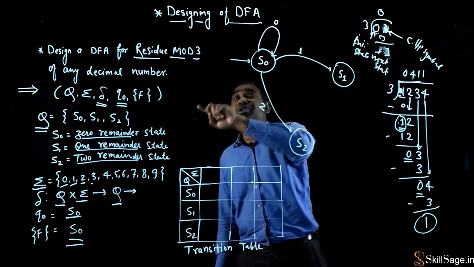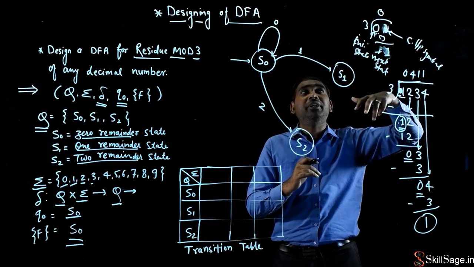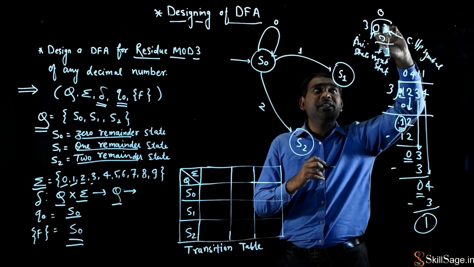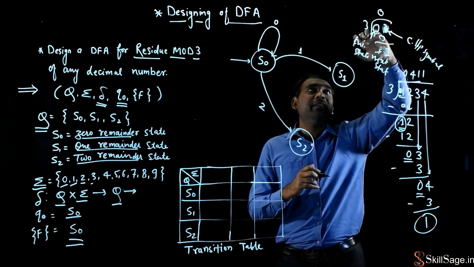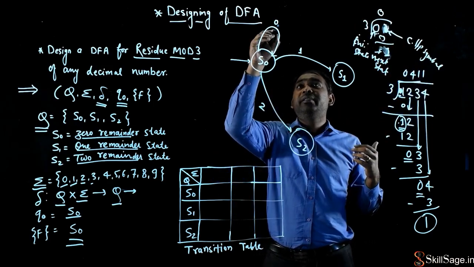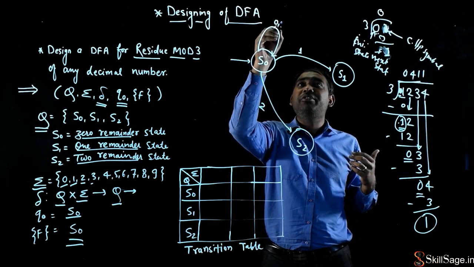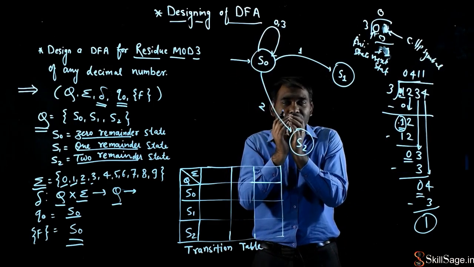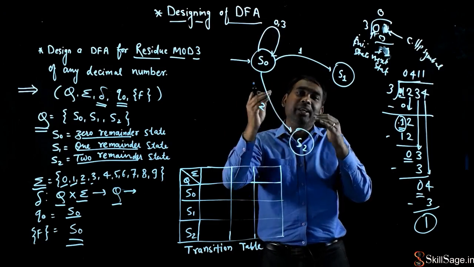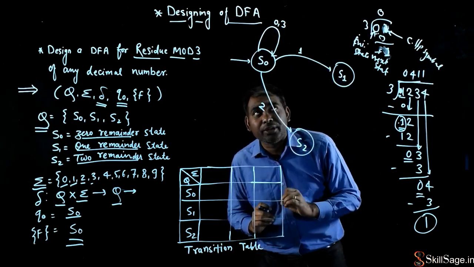And my next input symbol is 3. The number is 0, 3, so 3 divided by 3, 3 ones are 3. What will be my remainder? Remainder is 0. If I am at this state and take a transition on 3, my number is 0, 3. 0, 3 divided by 3, my remainder is 0. So my next state is also a 0 remainder state.